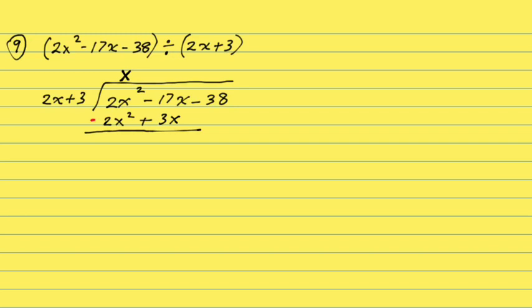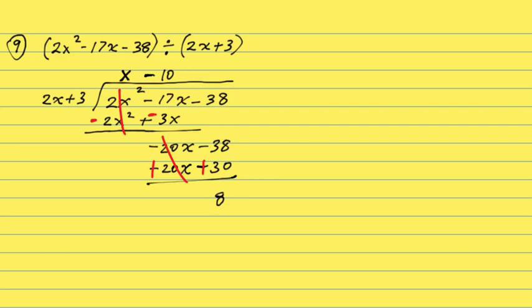Change your signs and add. I think that's a negative 20x. Now 2x times what is negative 20x? 2x times negative 10. What is negative 10 times 2x? Negative 20x. And what's negative 10 times 3? Negative 30. Again, change your signs and add.